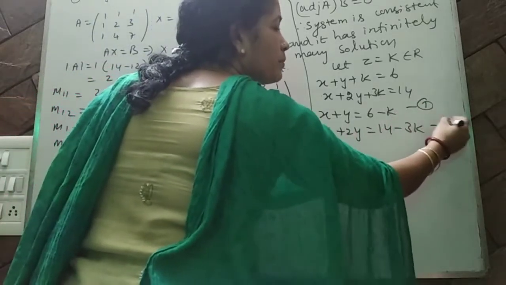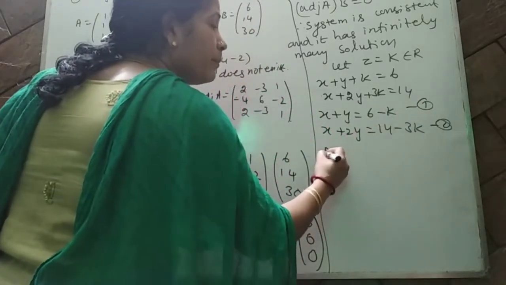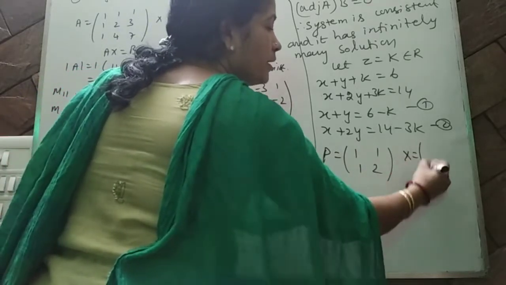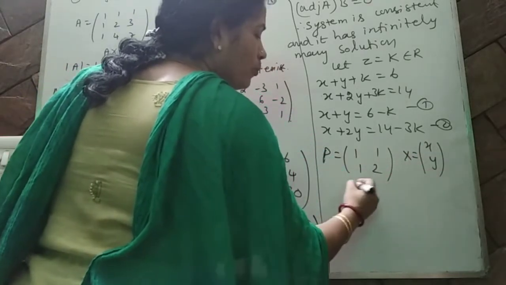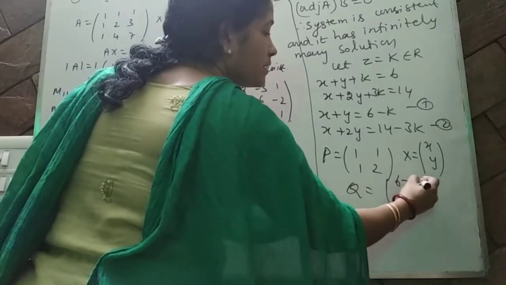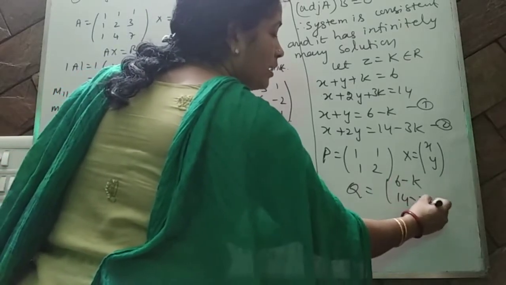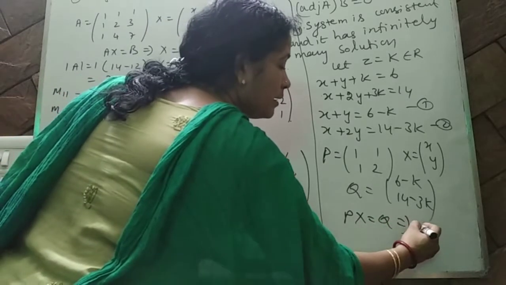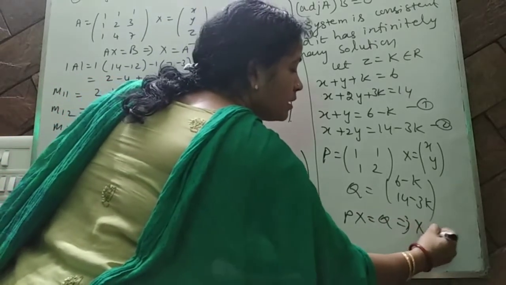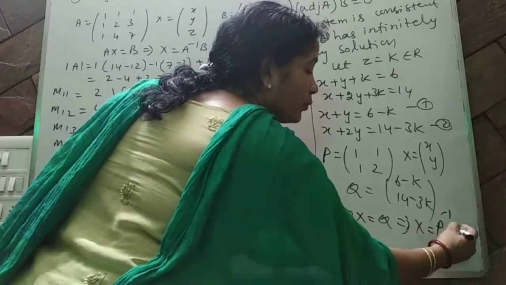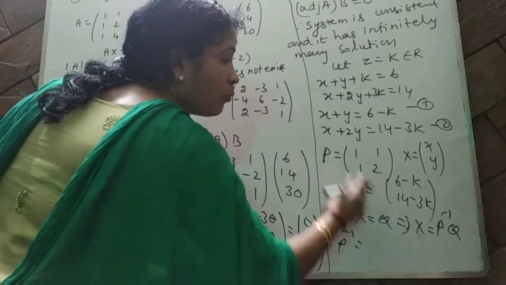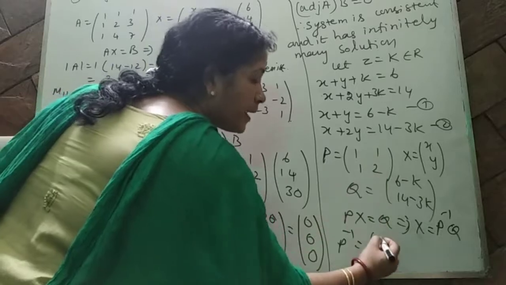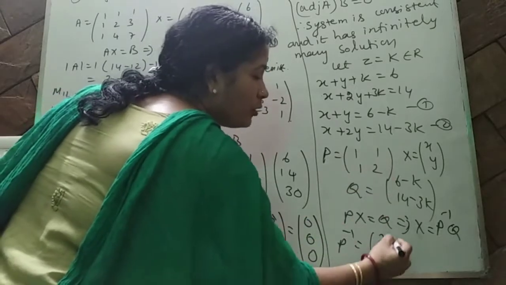This is the 2 by 2 matrix method. So now I am getting the P matrix, that is 1, 1, 1, 2, and then the X matrix, which we will get as X, Y, and then the Q matrix, which is 6 minus k and 14 minus 3k. Now the system can be written as PX is equal to Q, which implies X is equal to P inverse Q, where P inverse equals, using a shortcut method, 1 by determinant of P, that is 1 upon 2 minus 1, into interchange the main diagonal and change the sign of the non-diagonal.